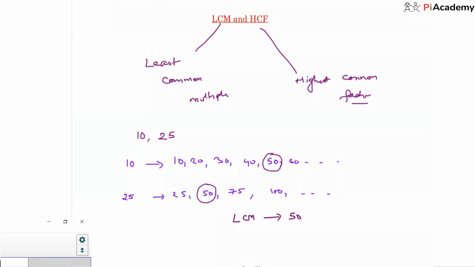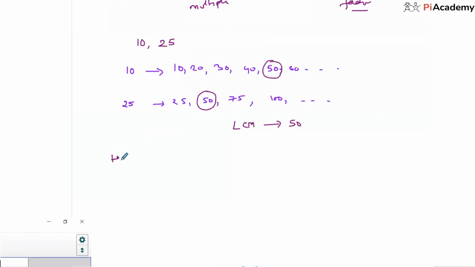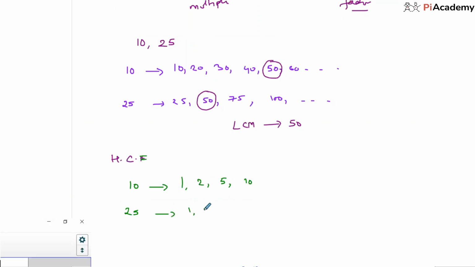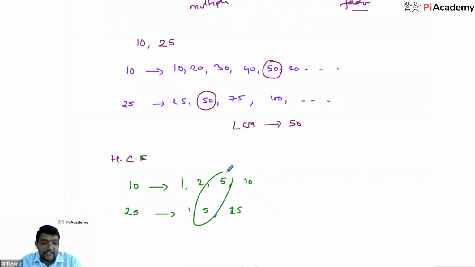Now, for the same numbers, if you have to find the HCF, HCF can be done by finding the factors. What are the factors of 10 and 25? The factors of 10, like one of you said before, are 1, 2, 5, 10. Good. And for 25, the factors are 1, 5, 25. That's it, right? So the highest common factor, you see this 5 is the highest common factor, right? So therefore, HCF is 5.